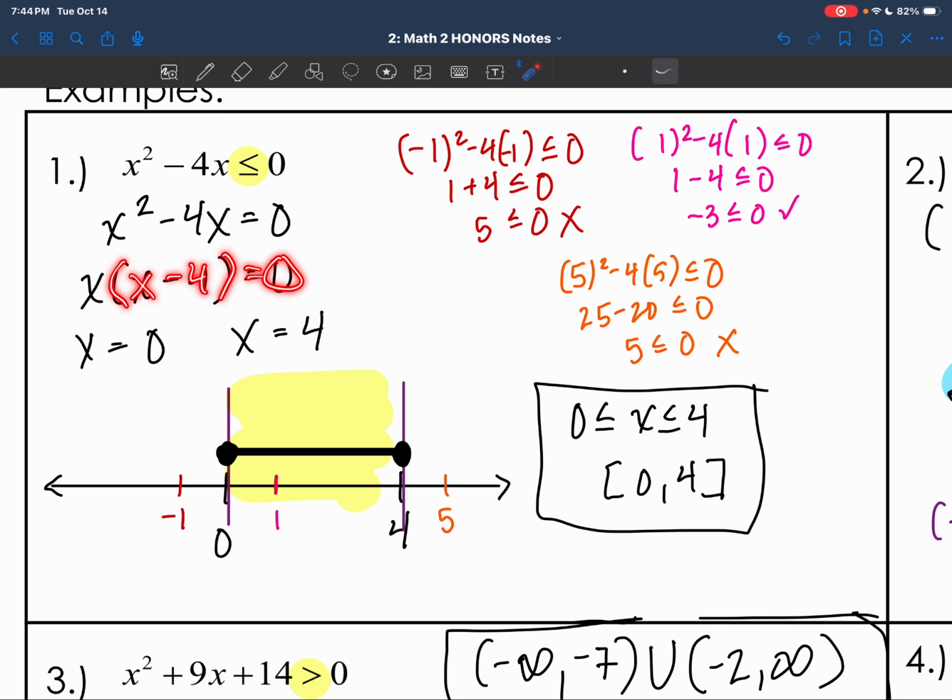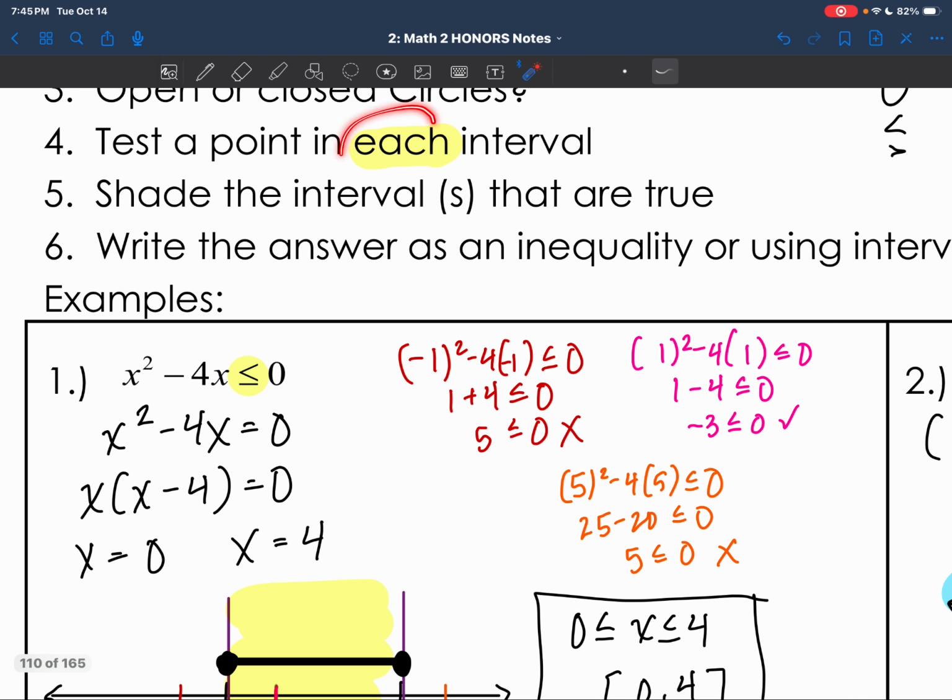And remember, we're going to set each part equal to 0. So we're going to do x equals 0, then we're going to do x minus 4 equals 0. So you're going to add 4 to both sides, and that's where we get this. So these are going to help us determine the intervals. I've got my number line down here, and it's solid because you've got this equal part here. So I've got a solid circle for this interval at 0, and then I've got another solid circle here at 4. So now we're going to test a point in each interval.